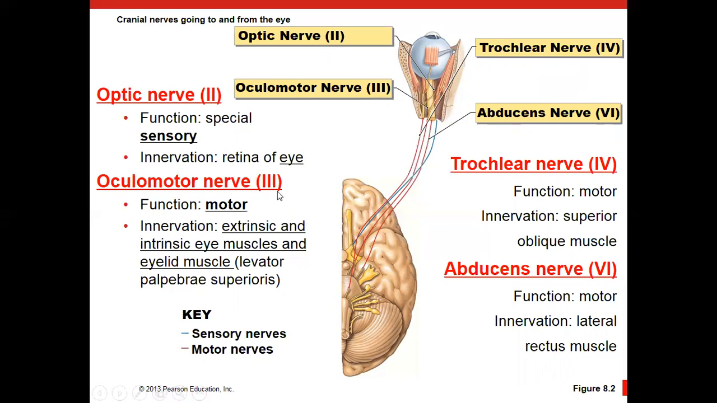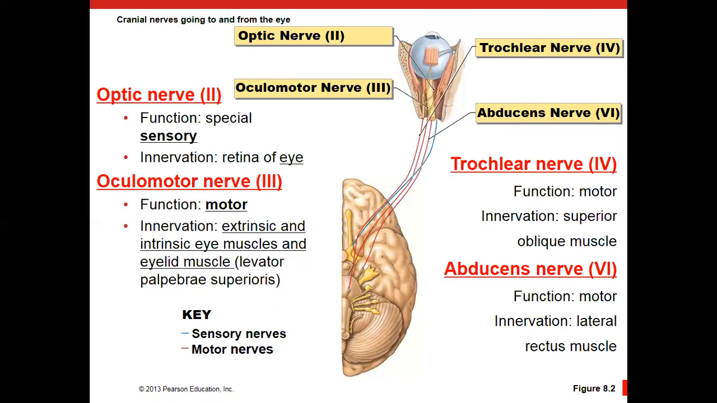So cranial nerve 3 is the oculomotor nerve. So think oculomotor. What might it do? Move the eye, right? So the oculomotor nerve is purely motor. It's cranial nerve 3. So there's name, number, sensory, motor, or mixed. It's motor. So there's 3 points. The 4th is it innervates the extrinsic eye muscles and some intrinsic eye muscles.